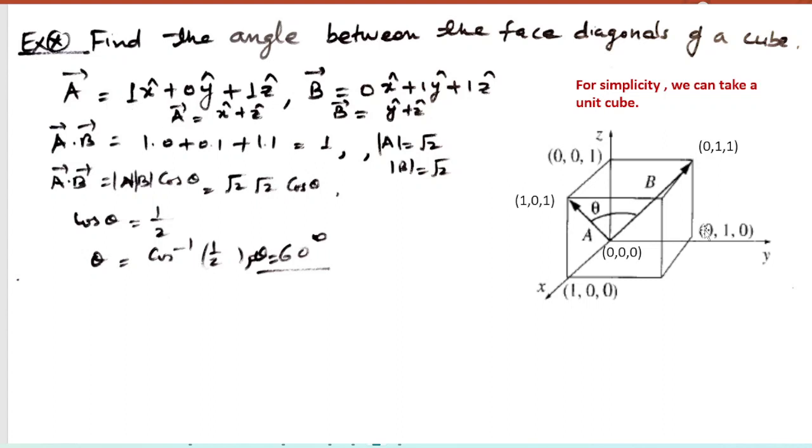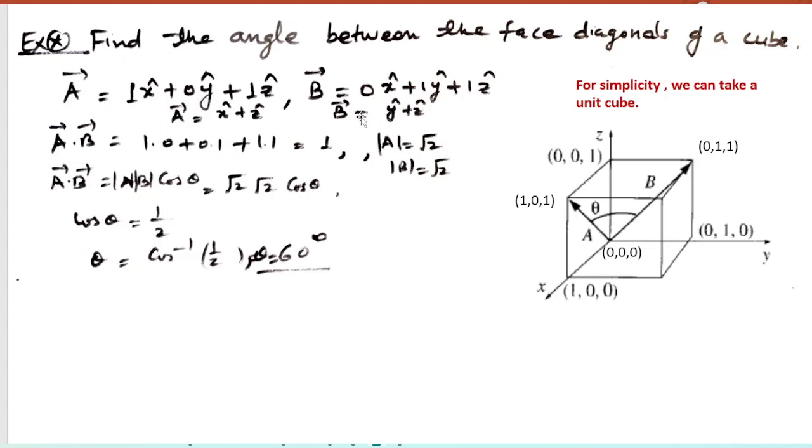If we know the two vectors, then we can easily find the angle between them using the dot product rule. Vector A is between the points 1 0 1 and 0 0 0. So the vector is (1 minus 0) x cap plus (0 minus 0) j cap plus (1 minus 0) k cap, which gives x cap plus z cap. The other vector, from 0 1 1 to 0 0 0, gives y cap plus z cap.